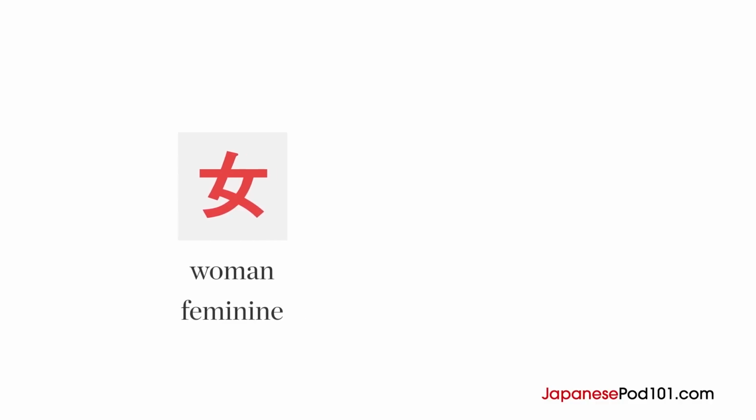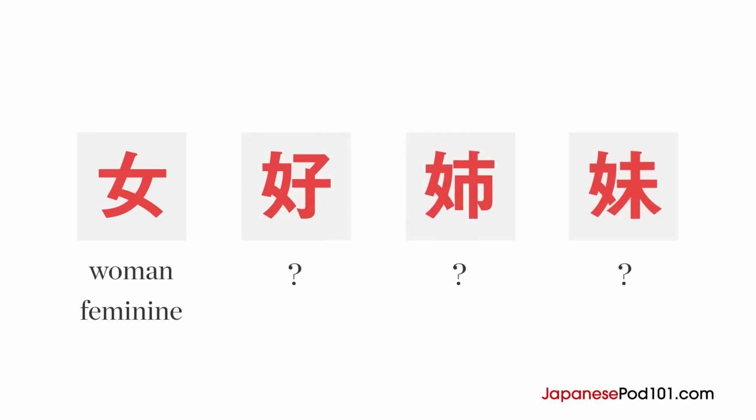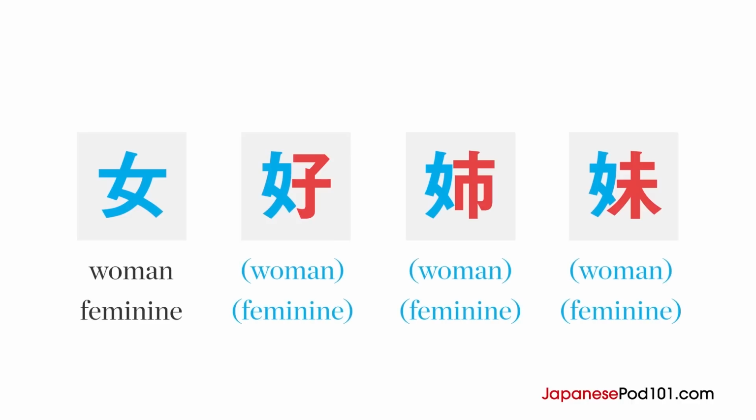In the previous lesson, you learned that some radicals can be a kanji character all on their own. This radical is one such example. This particular kanji means woman or feminine. Also in the previous lesson, you learned that we can deduce the meaning of kanji characters by identifying the radicals in them. These characters all have the woman radical, so we know that the meaning of each kanji character here must relate to woman or feminine in some way.